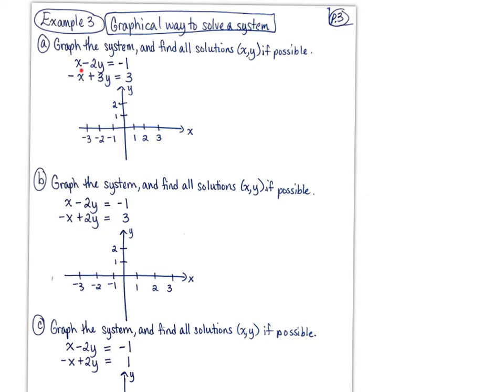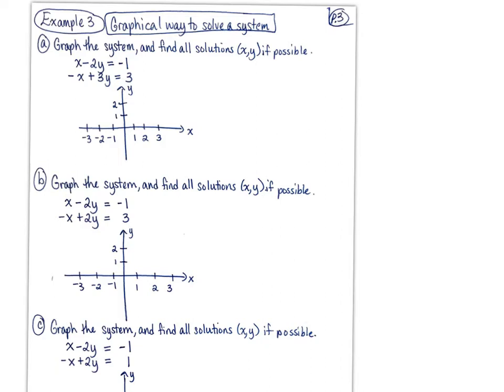Okay. So here we have x minus 2y equals -1, and then we have negative x plus 3y equals 3. Notice that we have two equations. What are your unknowns? X and y. So two equations and two unknowns. Okay? So we want to graph the two lines because we're talking about a graphical way to solve a system.